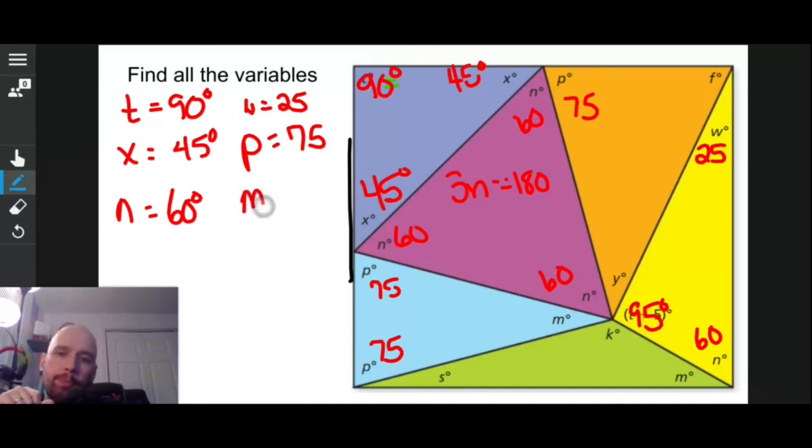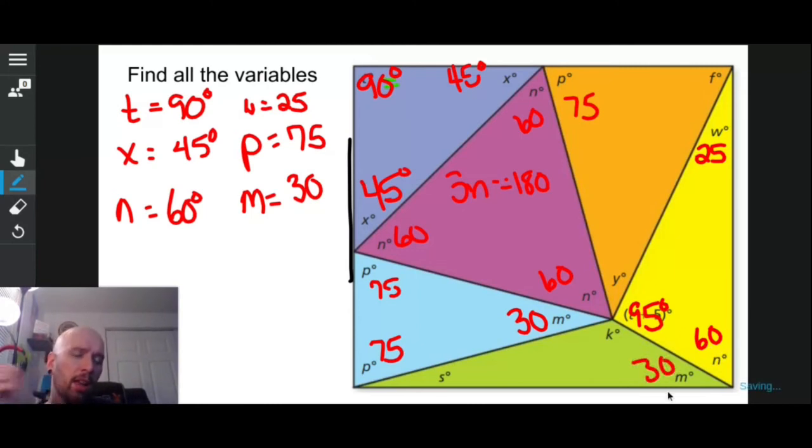M, if that's 75 and that's 75, that adds up to 150. So if this whole light blue triangle is 180 and these two chunks are 150, that would make M 30. I know I saw an M somewhere else. You're 30. And you know what? That makes sense. Because if 60 is N, then M's going to be 30.